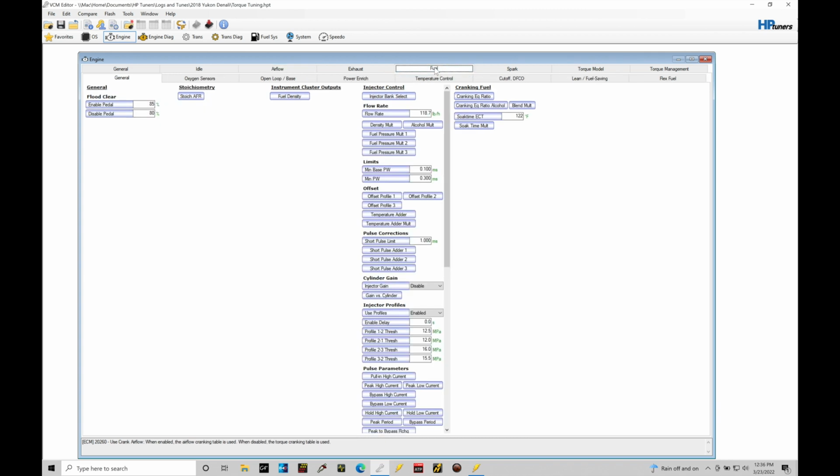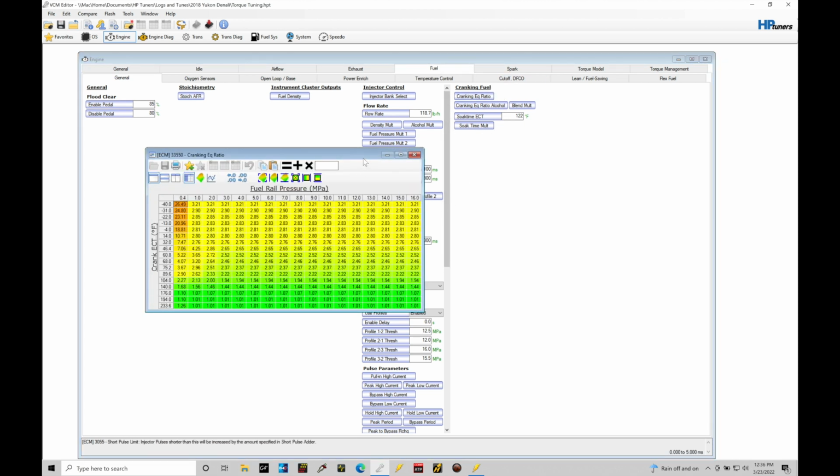Let's jump into fuel and do our general here. And that leads me into our cranking EQ ratio. Taking a look at the cranking EQ.